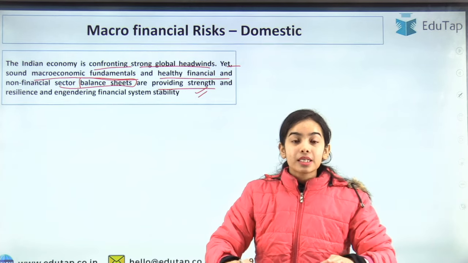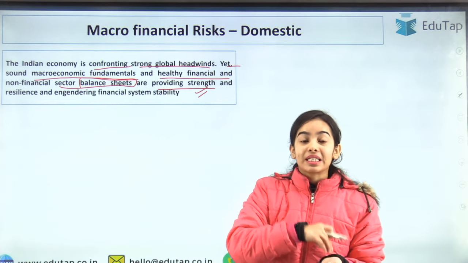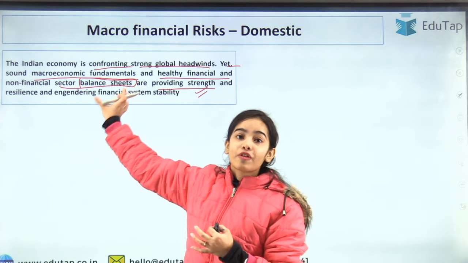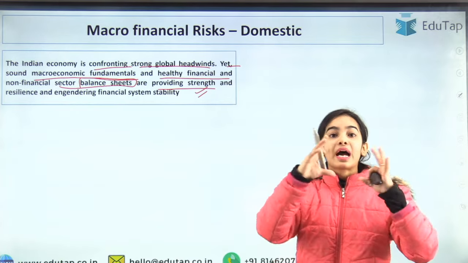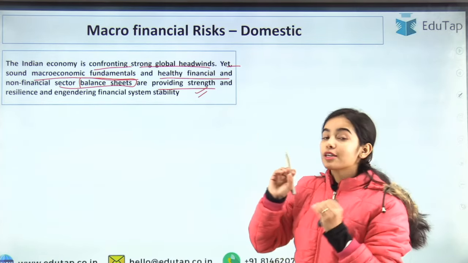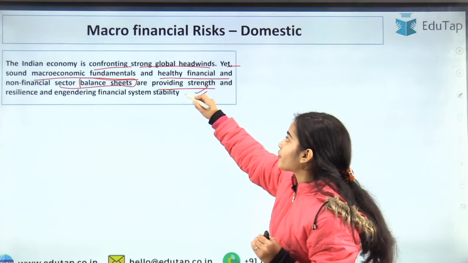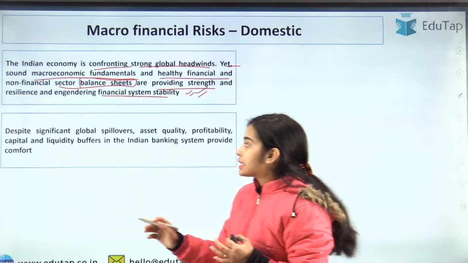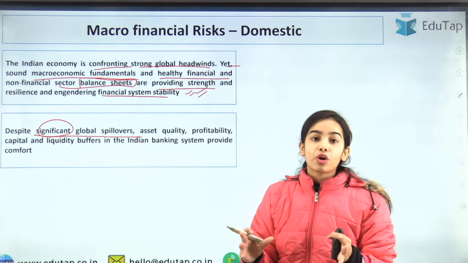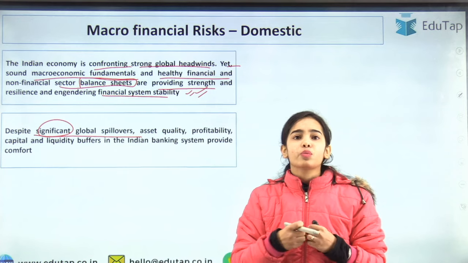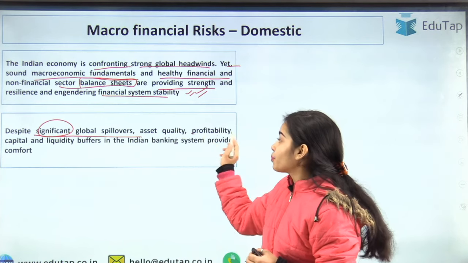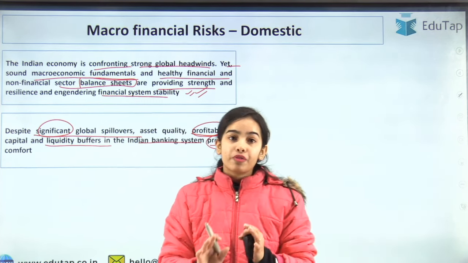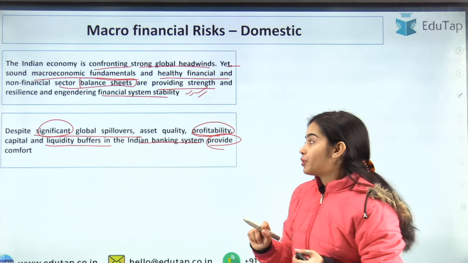Like when you have good fundamentals of a subject, only then can you build a higher understanding of that subject. Similarly, good fundamentals and healthy balance sheets provide strength and resilience for the stability of the financial system. Despite significant global spillovers from the Russia-Ukraine war and COVID, the asset quality, profitability, and capital and liquidity buffers in the Indian banking system provided comfort to the Indian financial system.